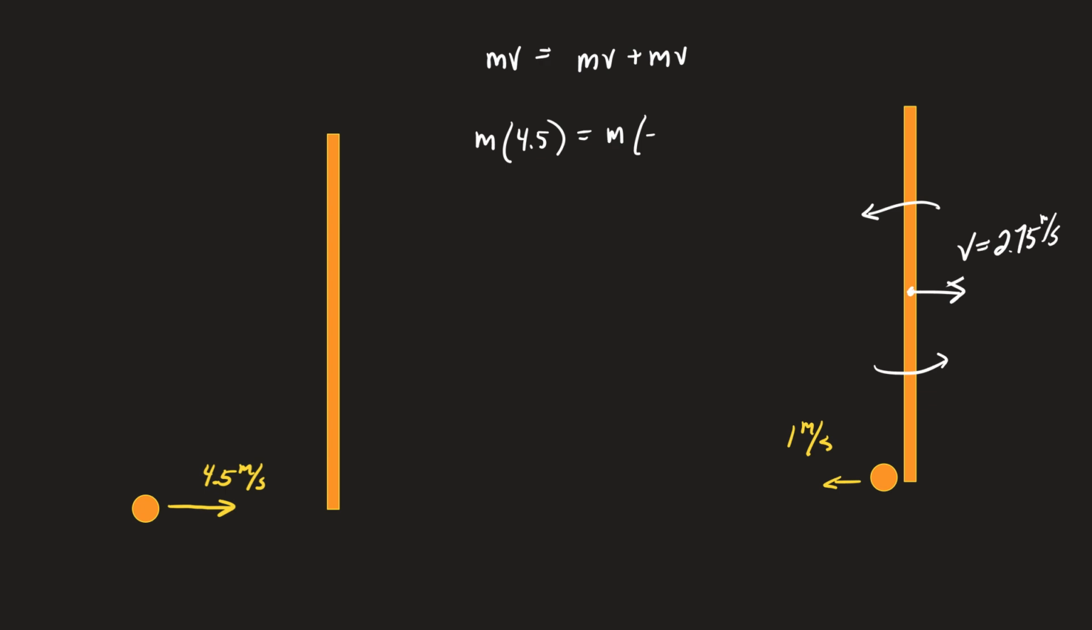And here's where some of you might make a mistake, but make sure you remember that velocity is a vector quantity. When it bounces off, it's going to have a velocity in the other direction. That's negative.